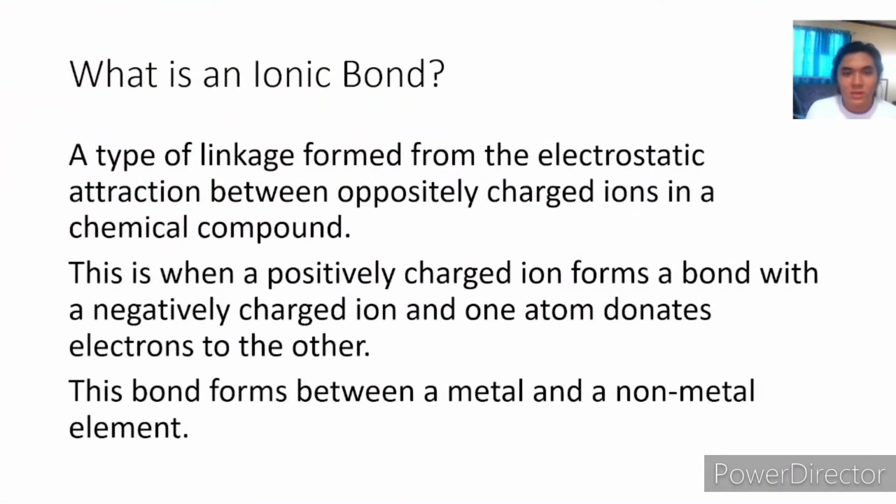What is an ionic bond? It is a type of linkage formed from the electrostatic attraction between oppositely charged ions in a chemical compound. This happens when a positively charged ion forms a bond with a negatively charged ion, and one atom donates electrons to the other. This bond forms between a metal and a non-metal element.